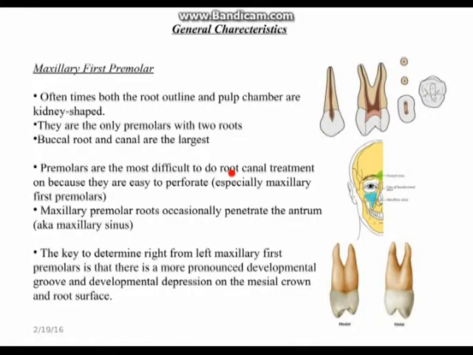Premolars are most difficult to do root canal treatment on because they're easy to perforate, especially maxillary first premolars. Exactly. Okay, what do they mean by easy to perforate? Let's take this tooth for example. Because it's on the maxillary jaw, the access is going to be a little bit difficult, not like the mandibular premolars or whatever mandibular tooth, where you can look at it directly. But when you're performing anything on the maxillary teeth, you're going to need a mirror and you're going to have indirect vision. So that can be a little bit tricky.